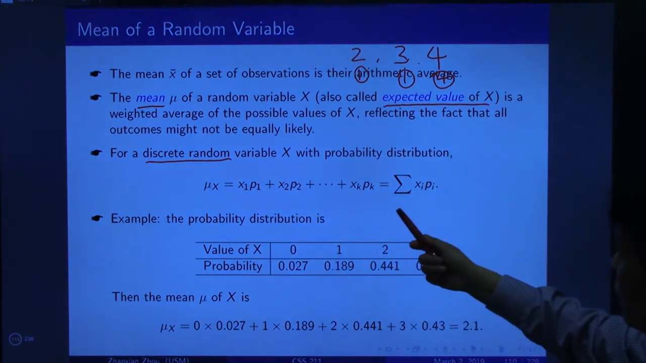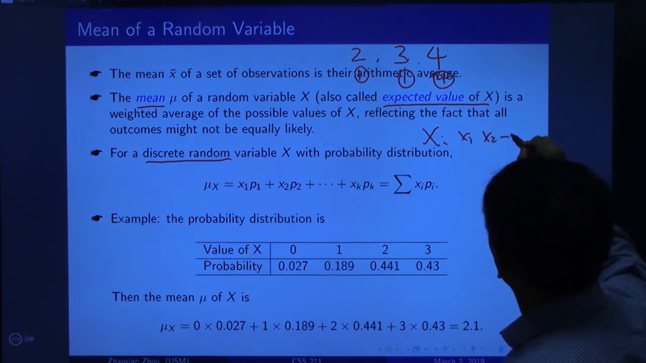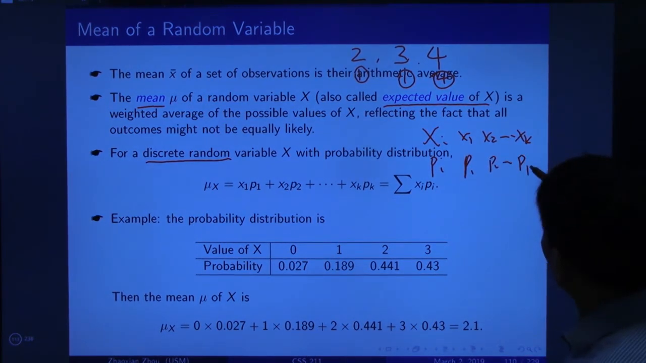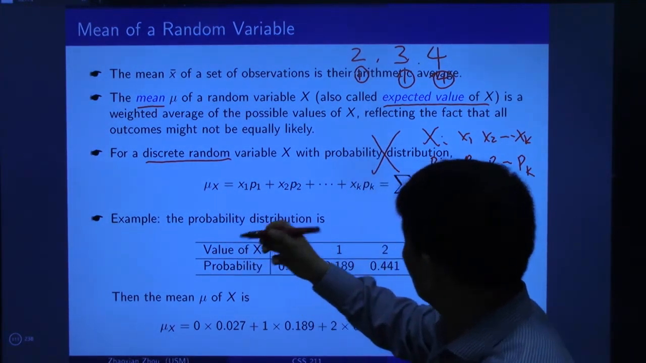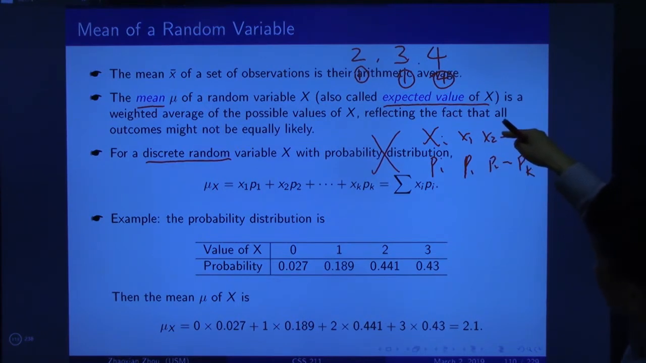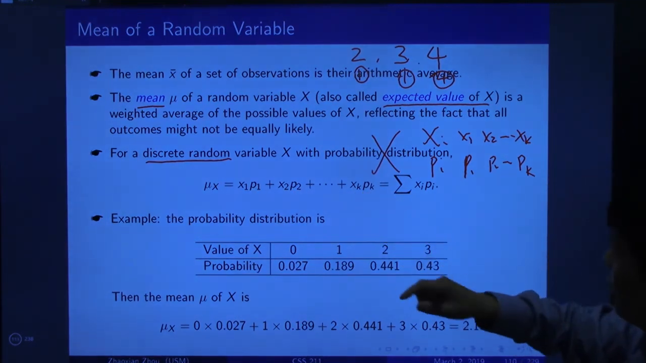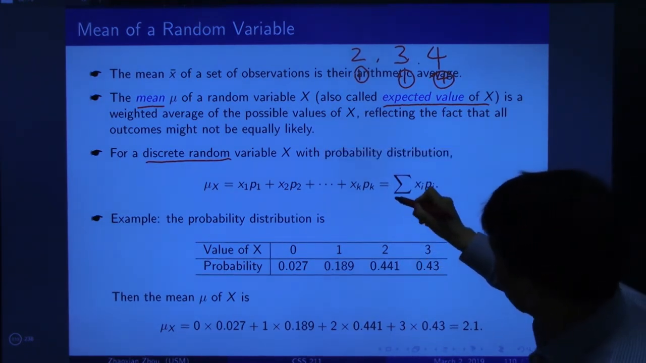For a discrete random variable x, we have values x1, x2, all the way to xk, and the corresponding probabilities p1, p2, and pk. What is the mean of this random variable x? The mean is x1 times p1 plus x2 times p2 plus x3 times p3, all the way to xk times pk. We can write it in a simple way as the sum of xi pi, for all i.